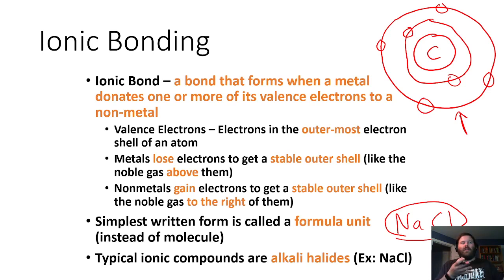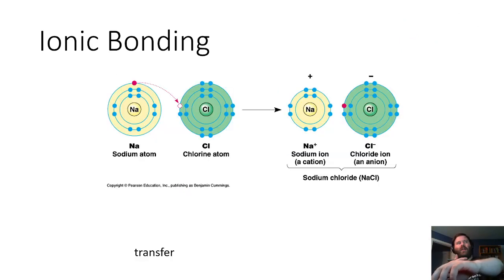And as I just said, typical ionic compounds are alkali, so remember the alkali metals, it's that first group on the left, and halides, which are the halogen group, that second to last one right next to the noble gases. Example being sodium chloride. Okay, so this is a good picture of what's happening when you make sodium chloride. All right, and this is how an ionic bond forms.